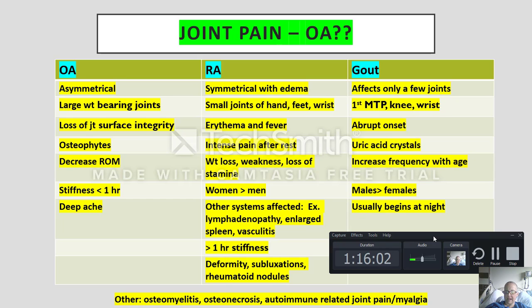So over to the third category, which is gout. It affects only a few joints. First, the MTP, metatarsal phalangeal, the knee and the wrist. Abrupt onset, uric acid crystals, increased frequency with age. It's greater in males than females and usually begins at night.